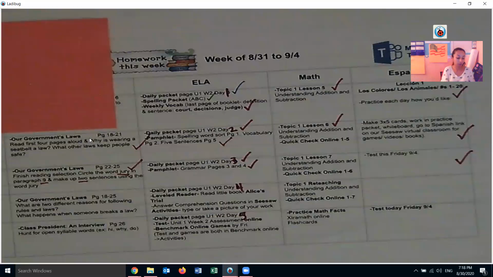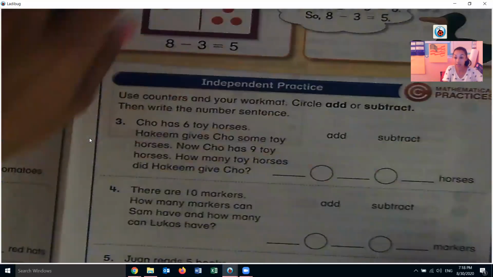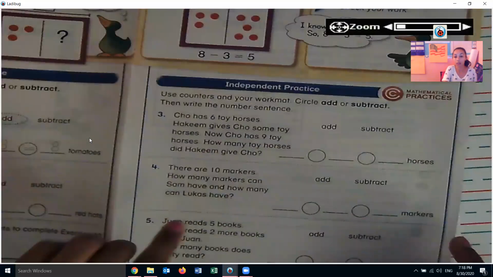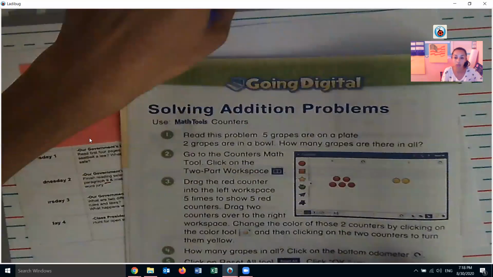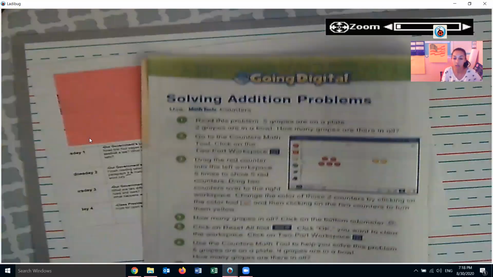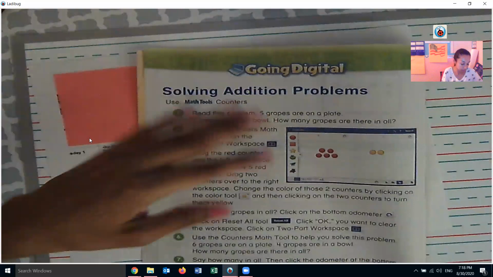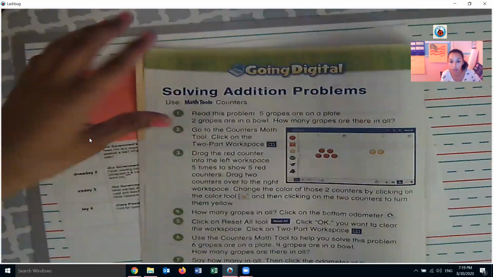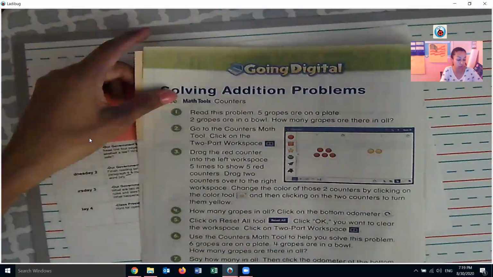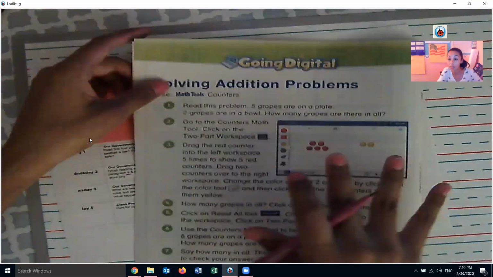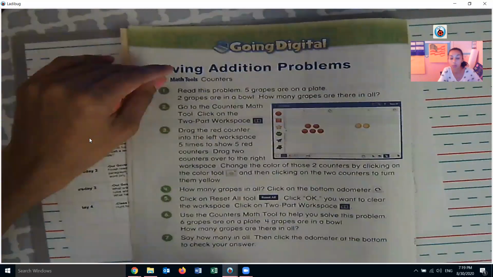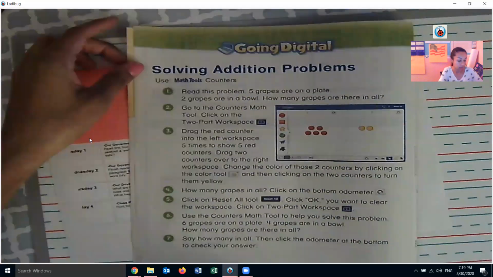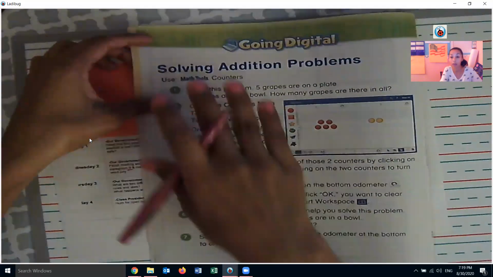So every once in a while, you'll get a sheet of paper that has, like today, our regular independent practice that we see. When you flip it to the back, it says going digital. So anytime it says going digital, we don't have access to this, or we might, I don't know, but we've never used it. We don't ever do the digital part of it. And maybe it's something we'll consider using during this distance learning, but we've never used it before. So anytime you see this, you can just skip it for now.